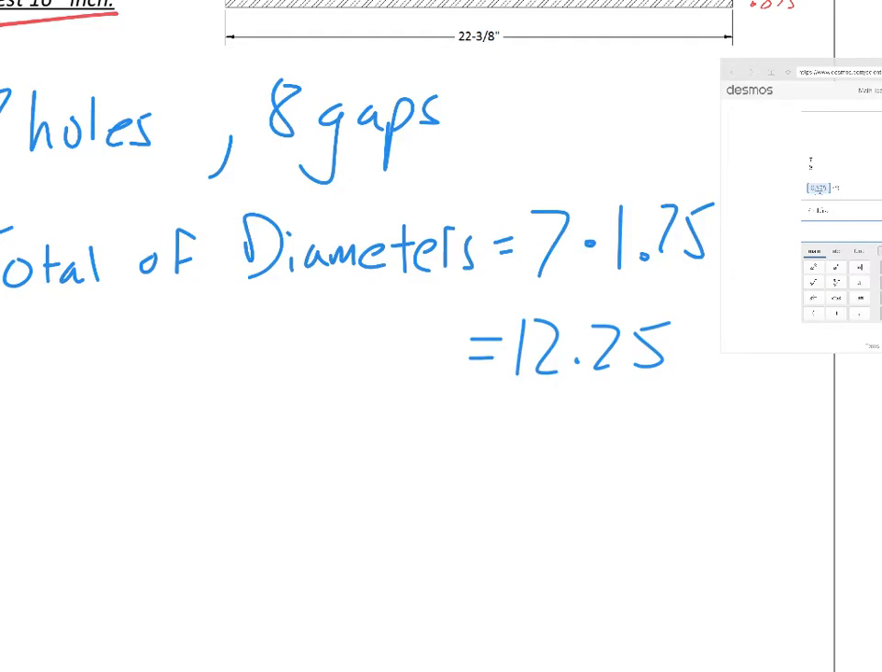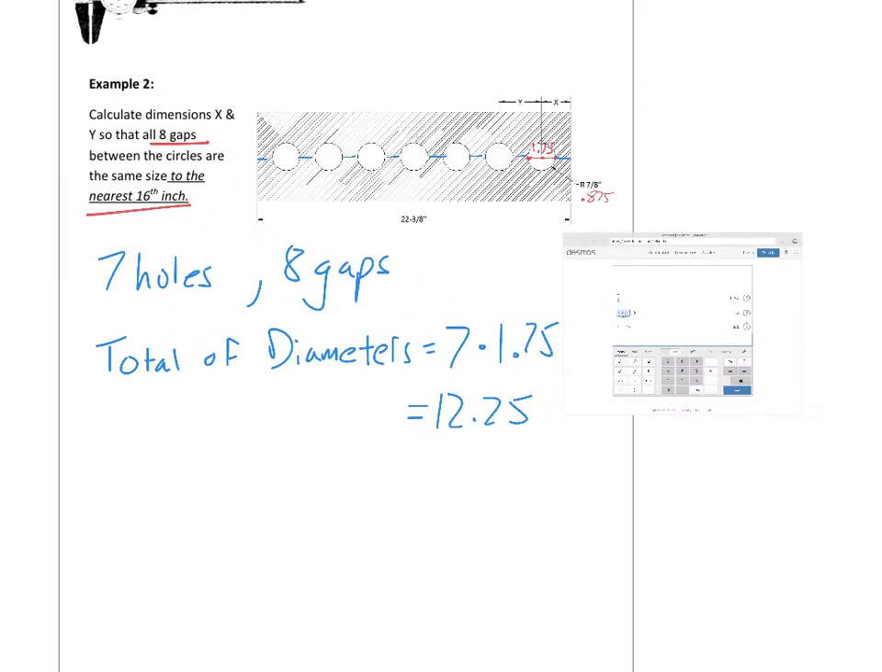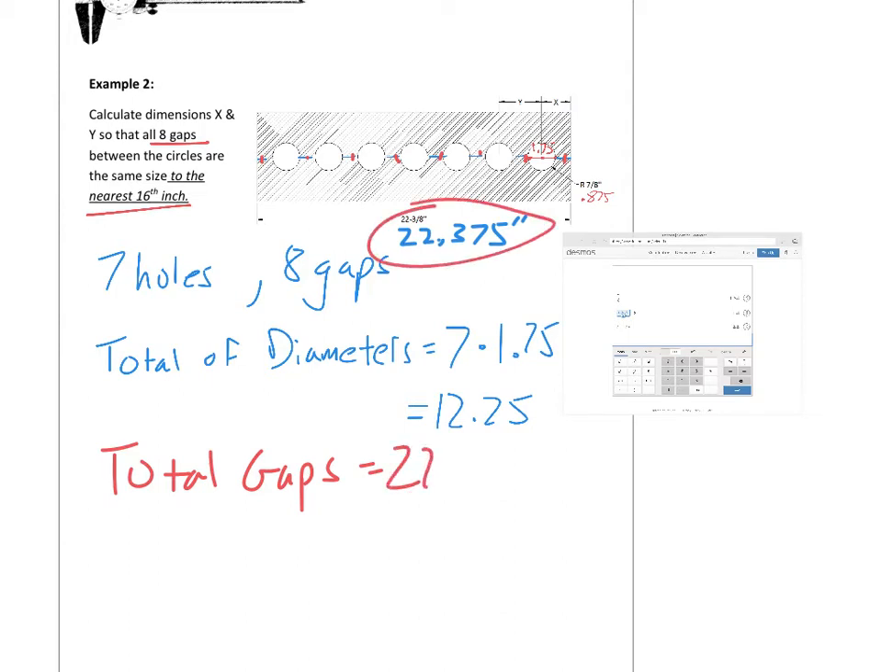12.25. Now we know that all of these diameters add up to 12.25. We know the whole thing is 22 3/8. You can plug that in your calculator: 3 divided by 8 is 0.375. So we're going to take the total of all the gaps, all the little blue lines added up together. Let's find the total gaps. That's the whole thing, 22.375, minus all the diameters, 12.25.